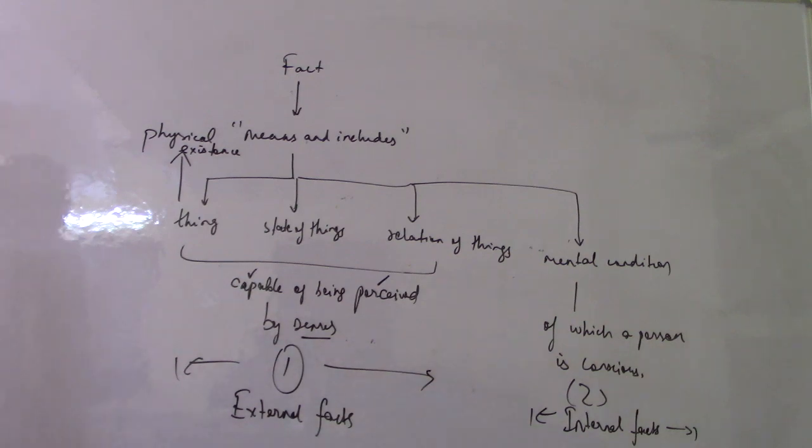Now let's look at the illustrations that are given there. That there are certain objects arranged in a certain order in a certain place.